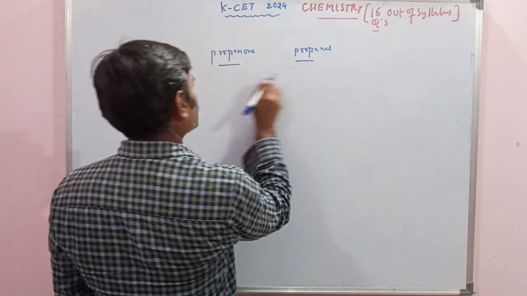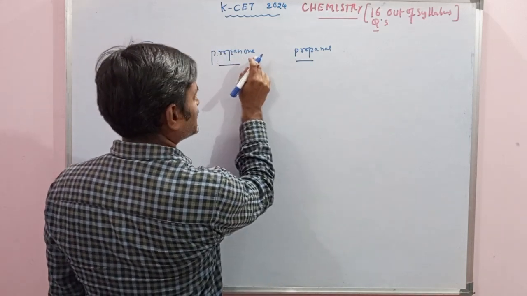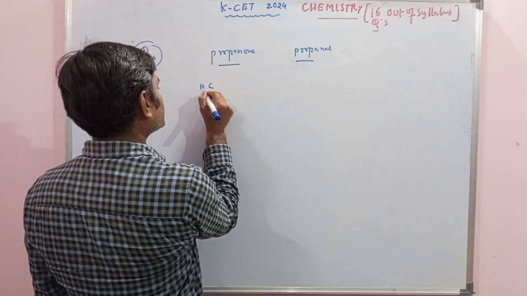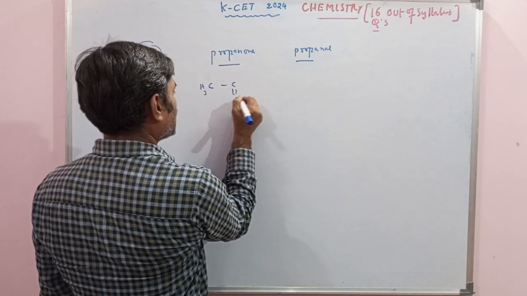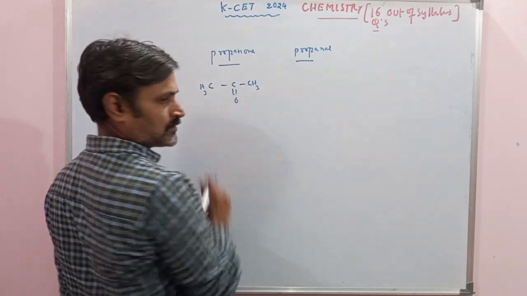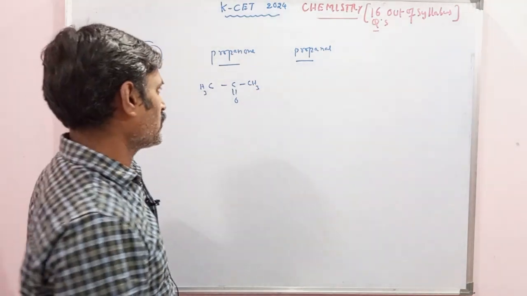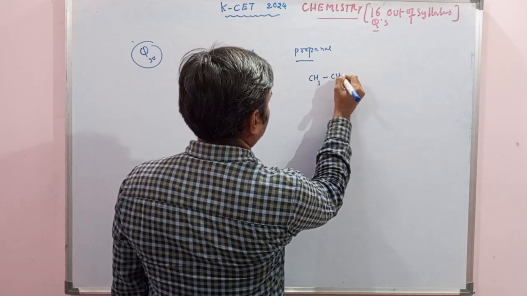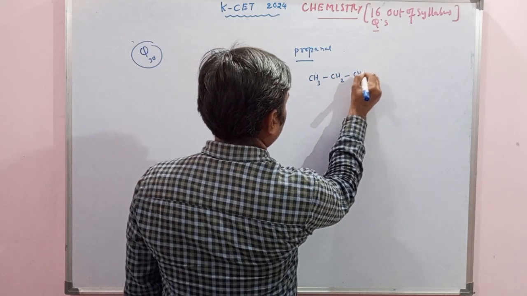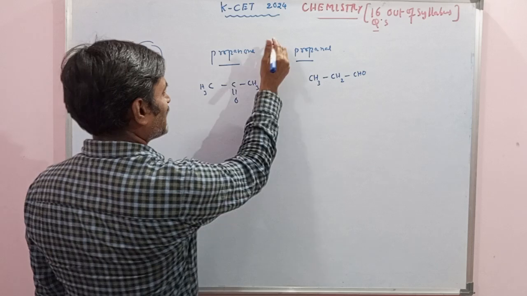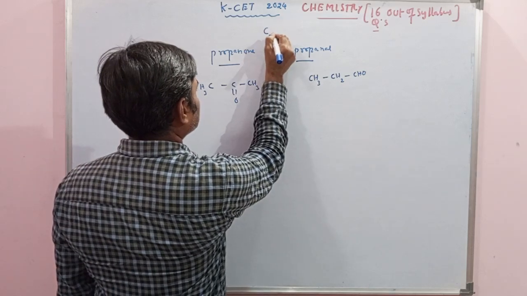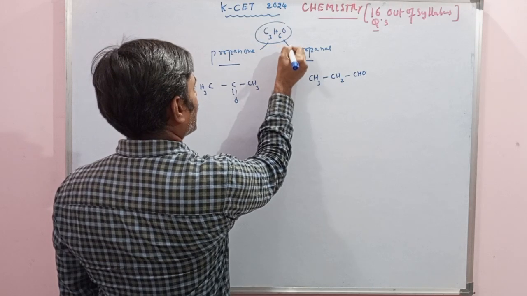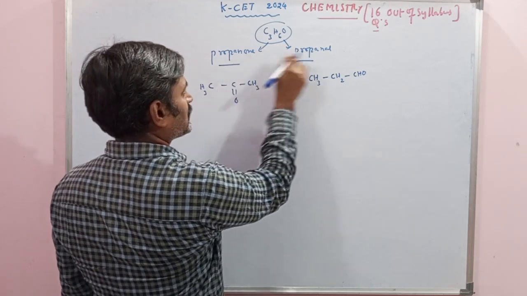So both are carbonyl compounds. One is a ketone, the other is an aldehyde. Prop means 3 carbons. The ketone is nothing but acetone, or propanone. And the 3 carbon aldehyde is propanaldehyde, that is CH3CH2CHO. Both have the same formula: 3 carbons, 6 hydrogens, 1 oxygen. The formula is the same, but this is a ketone, this is an aldehyde.